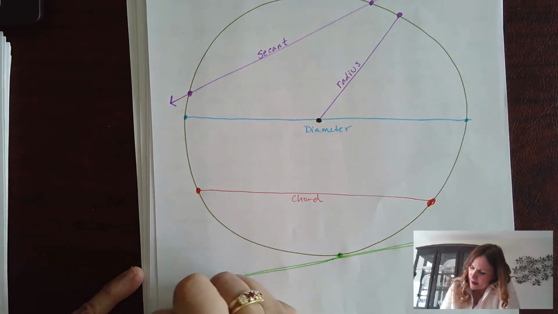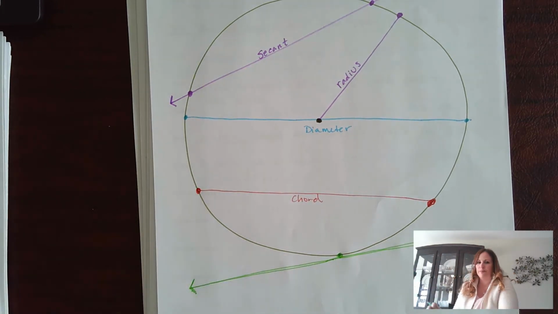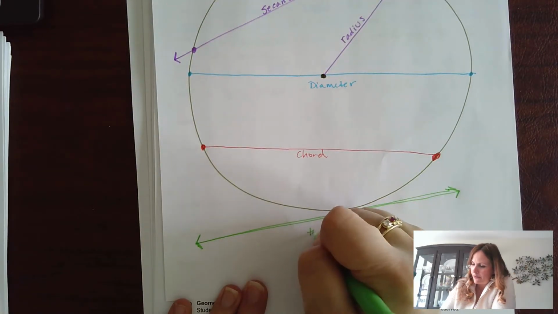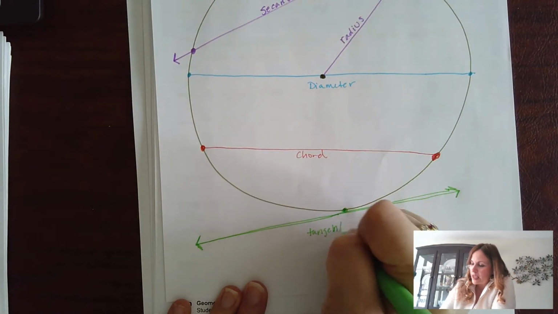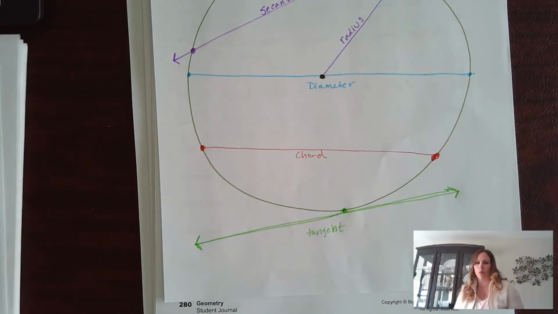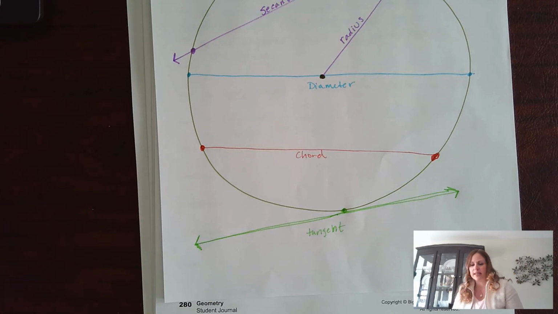So I'm going to make my tangent, this is a tangent line. So see how it touches my circle. It's kind of like skimming off the circle. It's like bouncing off the circle. So it intersects the circle in 1 point. So it's different than a secant.